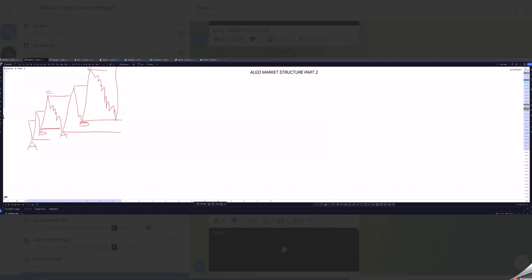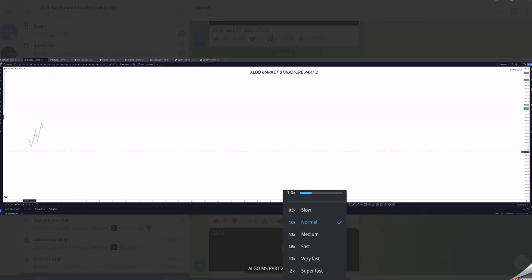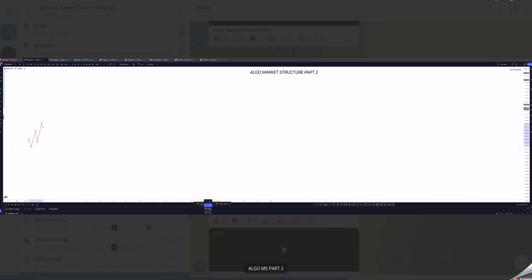So now you can see this basic stuff here. Let me give you another scenario. This is one scenario. I have two scenarios. You can just say this is type A. All right, so we have a break of this high. We have a break of this high as well.